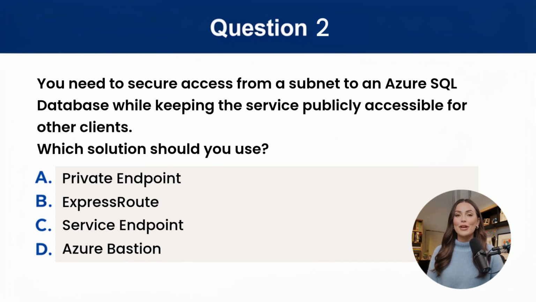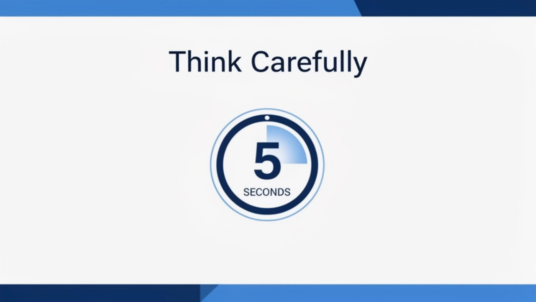Question 2. You need to secure access from a subnet to an Azure SQL database while keeping the service publicly accessible for other clients. Which solution should you use? A. Private Endpoint. B. ExpressRoute. C. Service Endpoint. D. Azure Bastion. Pause and think about the best option.